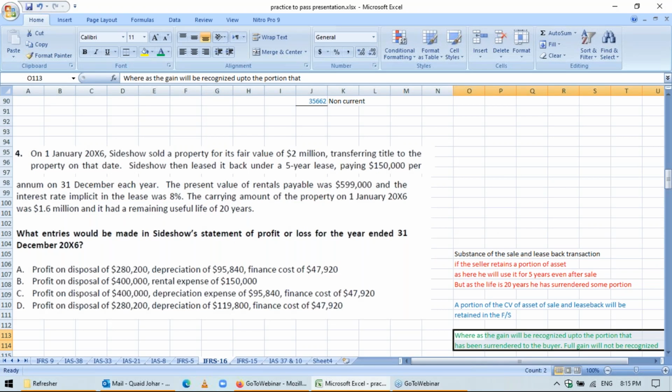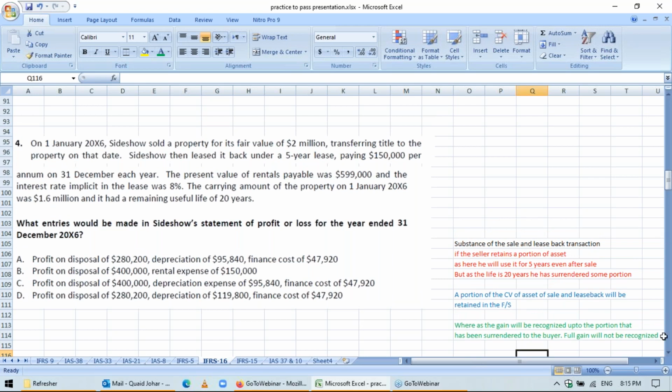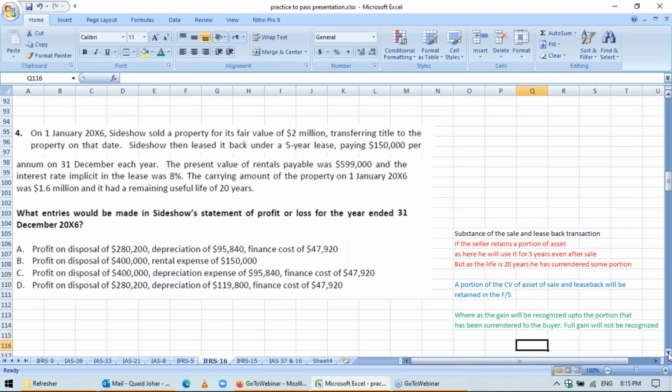Okay, students, 10 minutes are over. Let's begin. So, students, you can see these 3 colors over here on the right hand side of the screen. And what happens is that the slideshow has sold the property for 2 million. So they are asking for the entries, right? So what shall be the entry? First of all, they receive cash, which is 2 million, the sale proceeds.